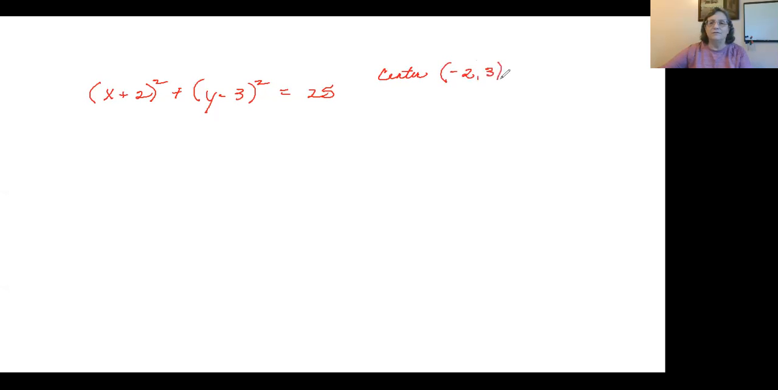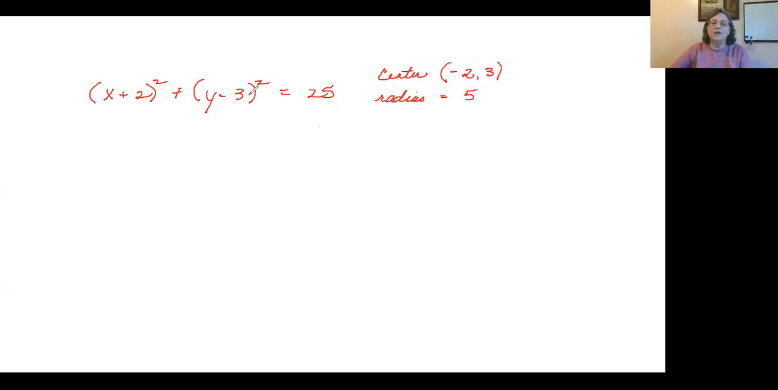Now sometimes they will take this and multiply it out. Let's say we had a circle whose equation was x plus 2 squared plus y minus 3 squared equals 25. Now we can easily tell from this that the center of the circle is at -2, 3. And the radius is 5, because this is r squared.